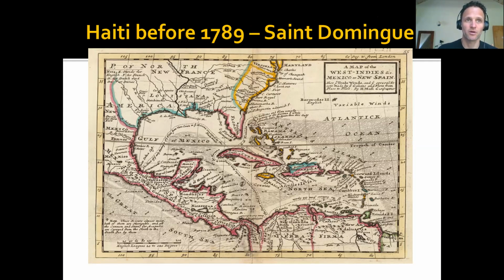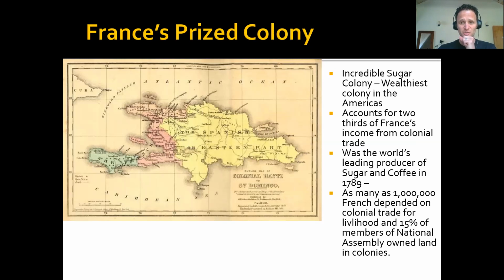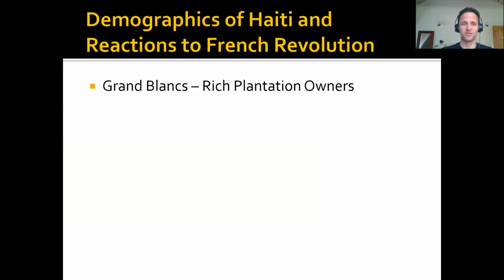Saint-Domingue produced more wealth for France than any of their colonies around the world. It produced sugar, a lot of sugar. It was one of the most productive sugar colonies in the Americas. Two-thirds of France's colonial income came from Saint-Domingue. It also produced coffee. As many as 1 million people in France depended on colonial trade, including members of the National Assembly who owned land in the colonies. So Saint-Domingue was a prize not to be lost.